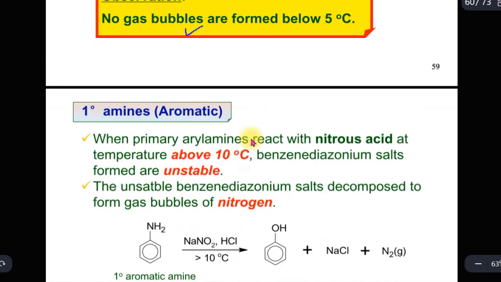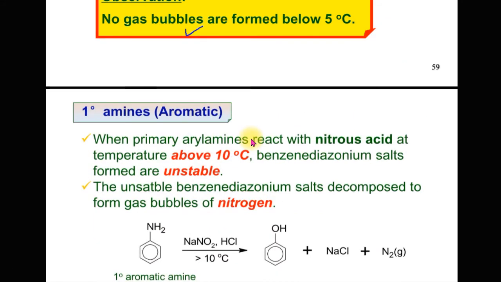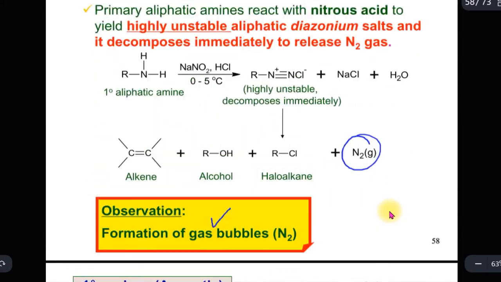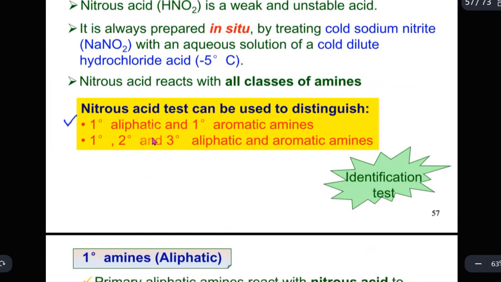You have to be careful: if the temperature is above 10 degrees Celsius or the solution is heated, it will form nitrogen gas as well. So if you want to differentiate between primary aliphatic and primary aromatic amine, make sure that the temperature is at 0 to 5 degrees Celsius. And then it can also be used to differentiate the primary, secondary, and tertiary aliphatic and aromatic amine.